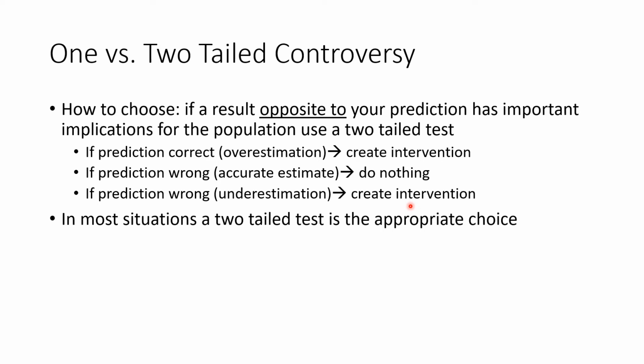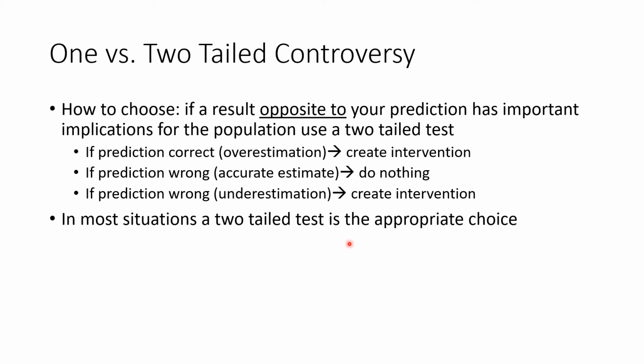These two outcomes, the null result outcome and the one that's opposite of what you predicted, if they are different, if you're still going to do something if you get an opposite result, then you should probably use a two-tailed test. The only time a one-tailed test would be justified is if, for underestimation and accurate estimation, you would do nothing for both. If you would do the exact same thing for a null result and the opposite result, that's when a one-tailed test would be justified.